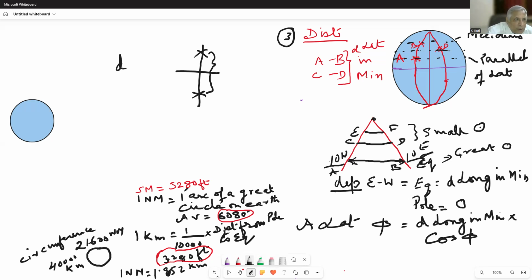So here, dlat in minutes between A and B will give you the distance in nautical miles. But for both these, there should be no dlong, only dlat. That means these two places are on the same meridian, and meridians are great circles, and 1 minute of a great circle is 1 nautical mile.